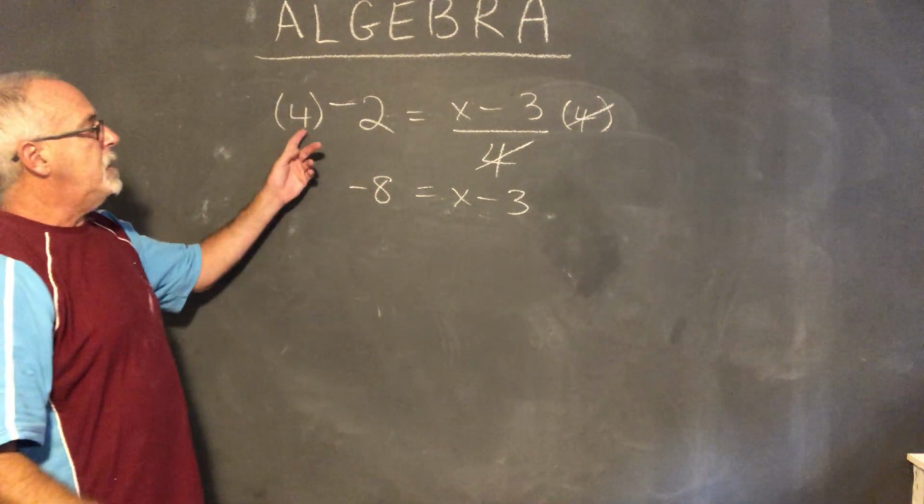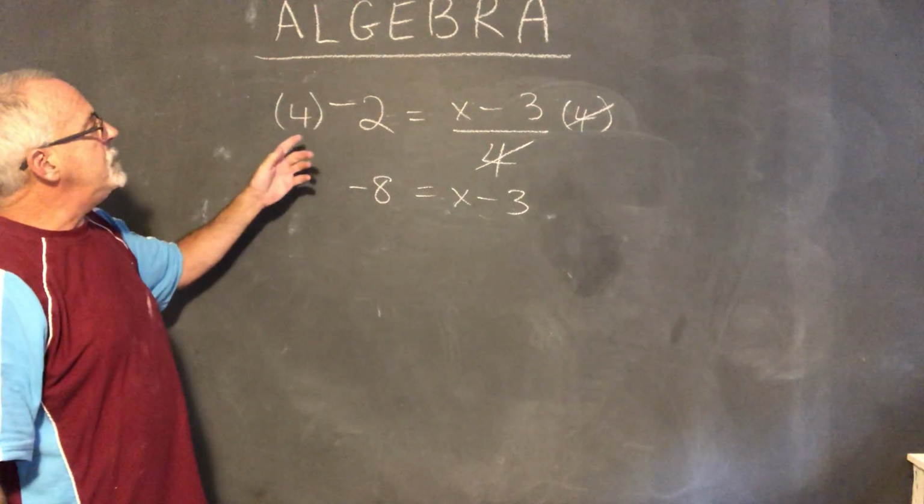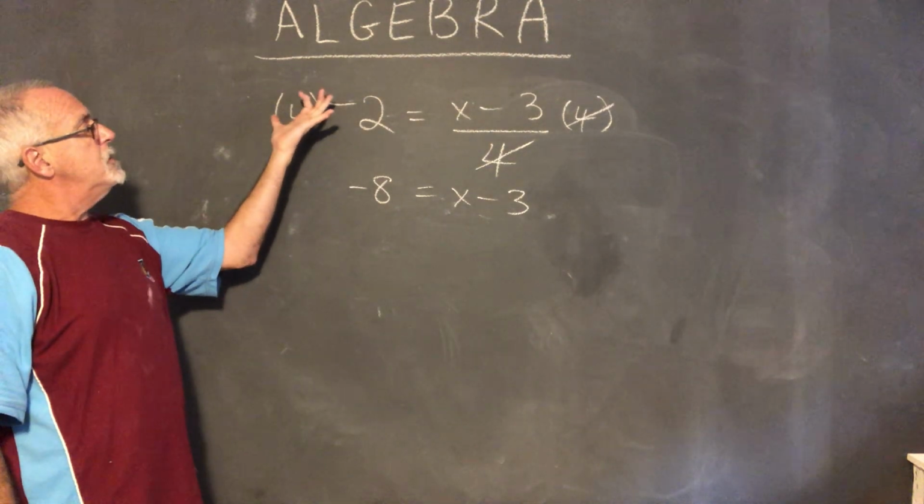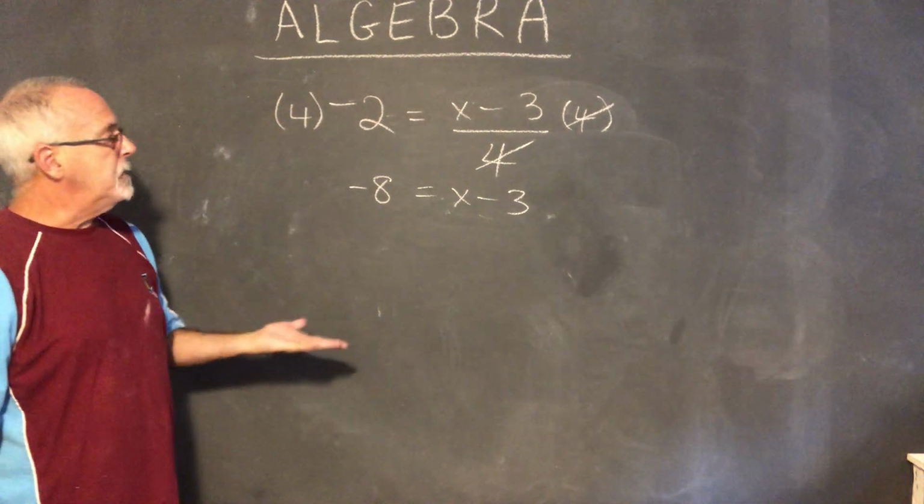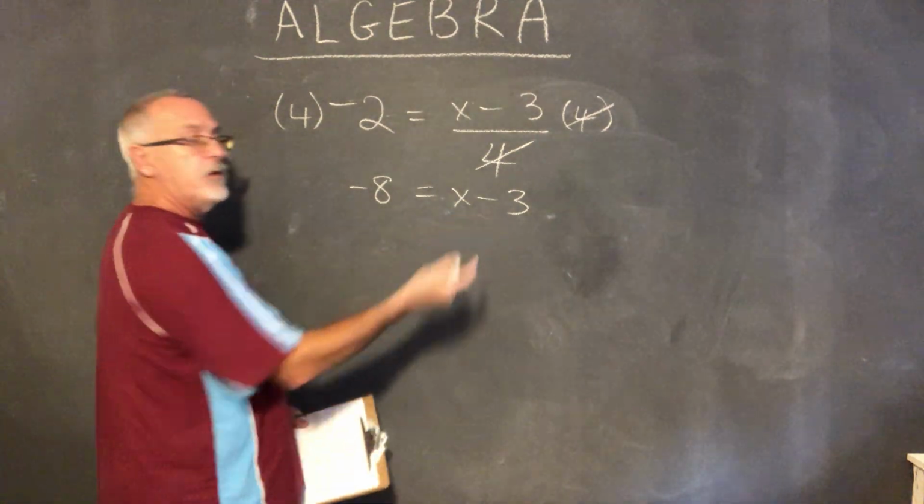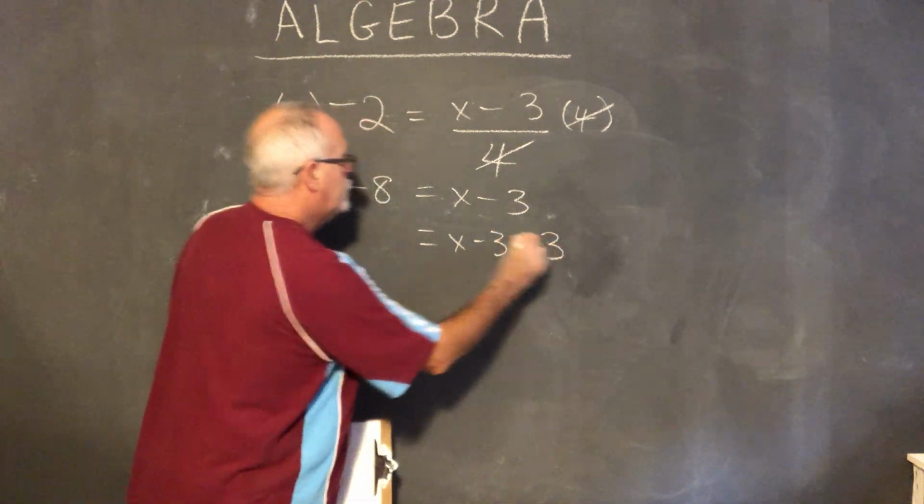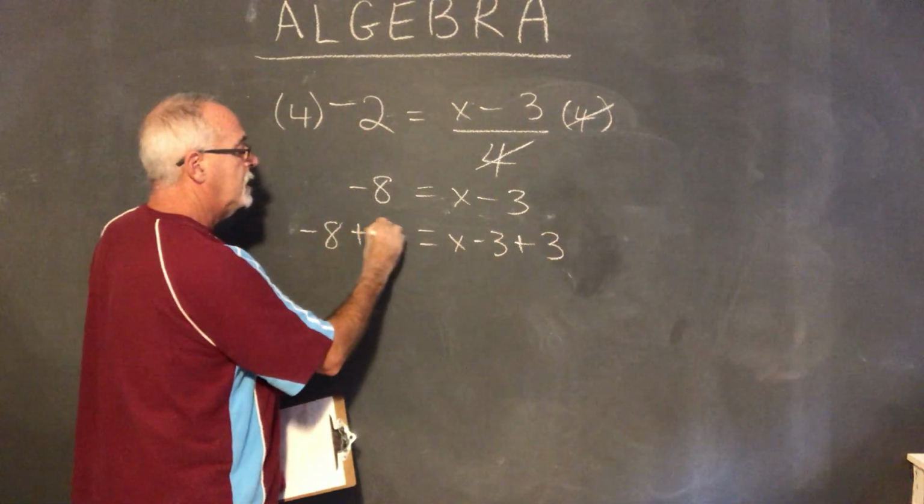Remember, be careful, this is not 4 minus 2. This is 4 times negative 2. And it's easier to see that because of the way I used the brackets to show the multiplication. I like that technique. Okay, my x is having a 3 subtracted from it, and the opposite of that is to add a 3 to both sides.